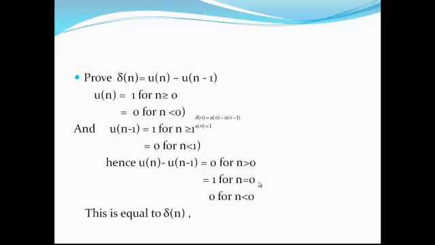So this is what I have written here. It's equal to 0 for n less than 0, it's equal to 1 for n equal to 0, and it's equal to 0 for n greater than 0. At 0 it will be 1, and that is a delta function, or unit sample sequence. That is delta, and hence proved.